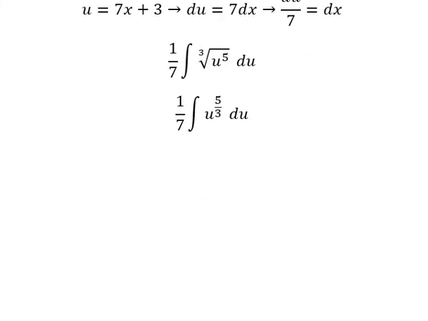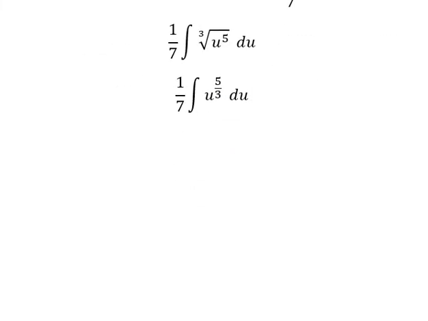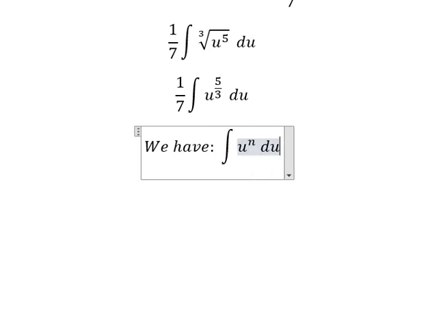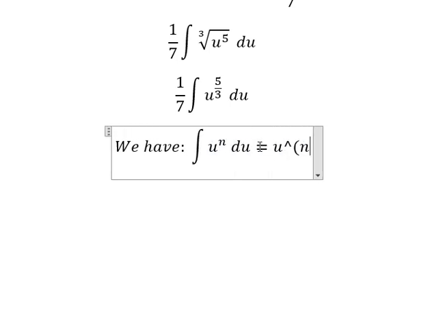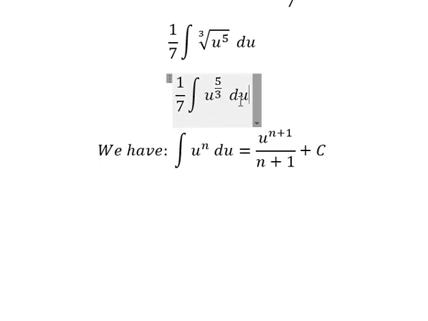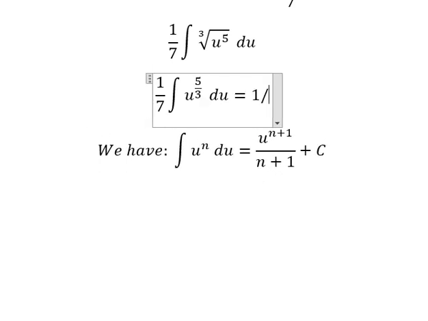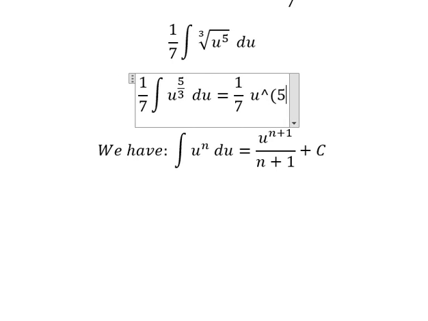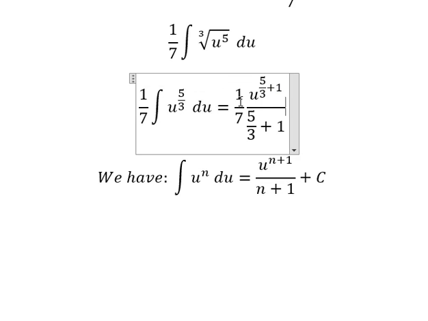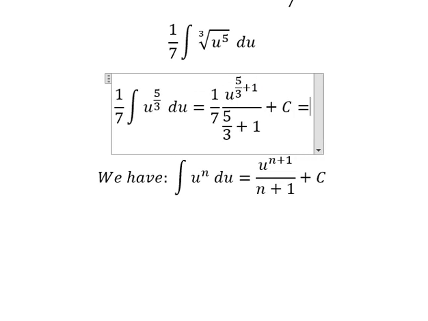And now we can apply the formula in here. So this one in here we have u to the power of 5/3 plus 1 over 5/3 plus 1, and then I will put c.